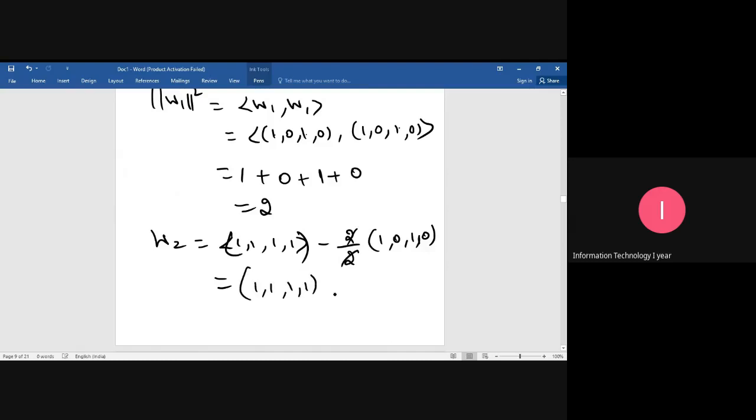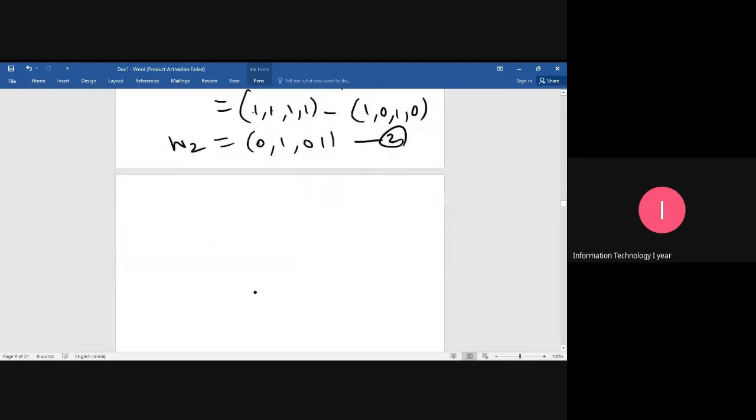So 1, 1, 1 minus 1, 0, 1, 0. Okay. So find out subtraction now. The vector subtraction is first element 1 minus 1, this becomes 0. Second element 1 minus 0, this is 1. Third element 1 minus 1 is 0. Fourth element is 1. Okay. So 0, 1, 0, 1 calculated.